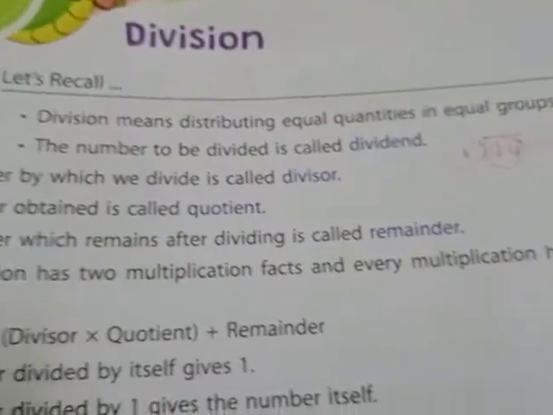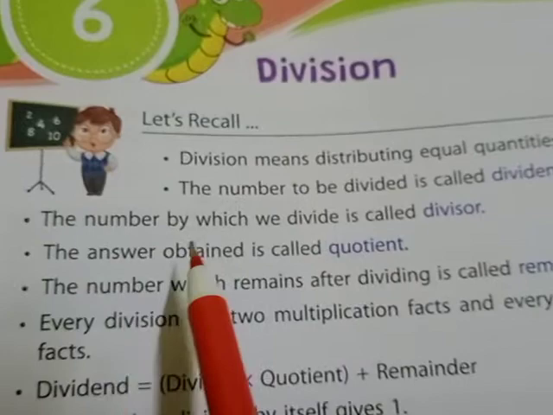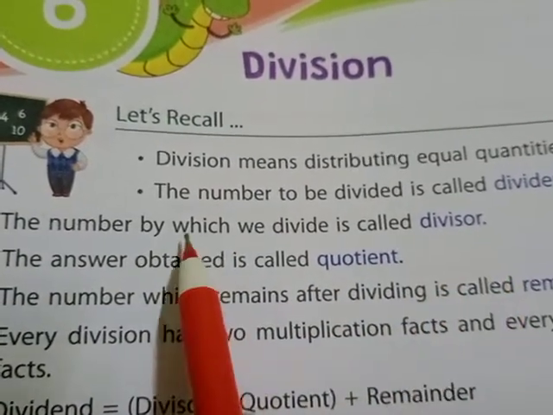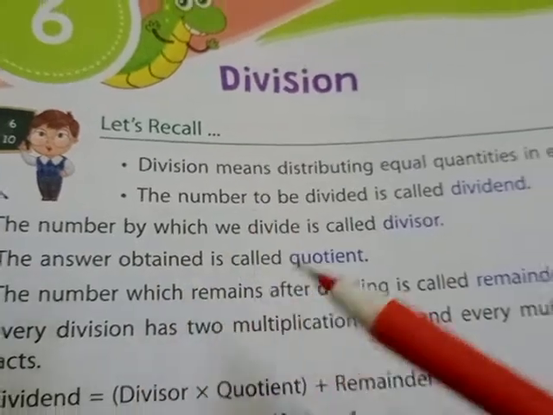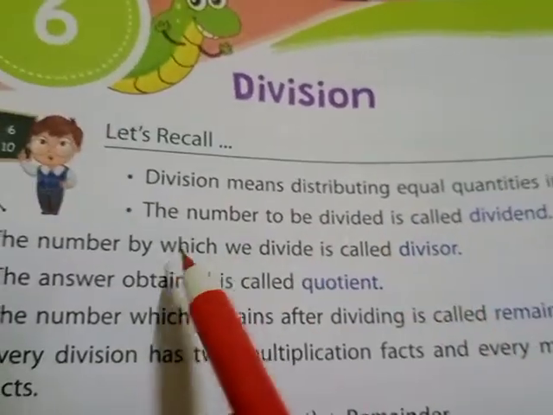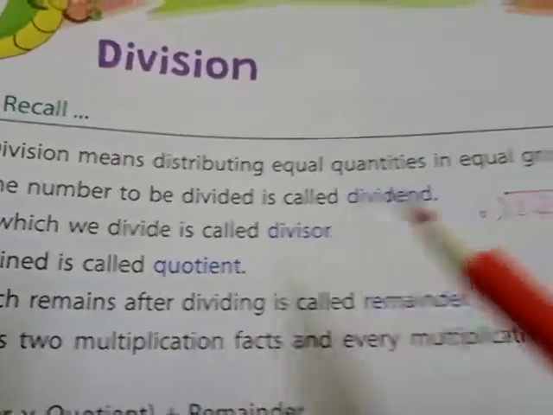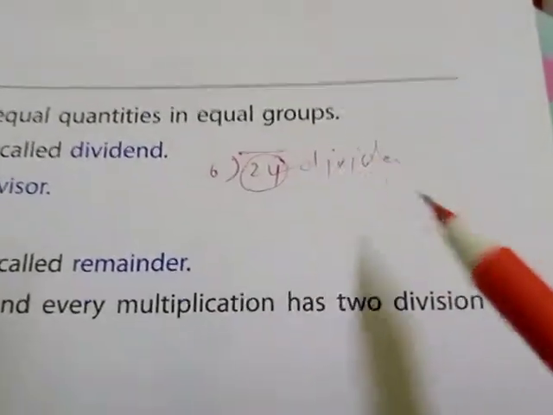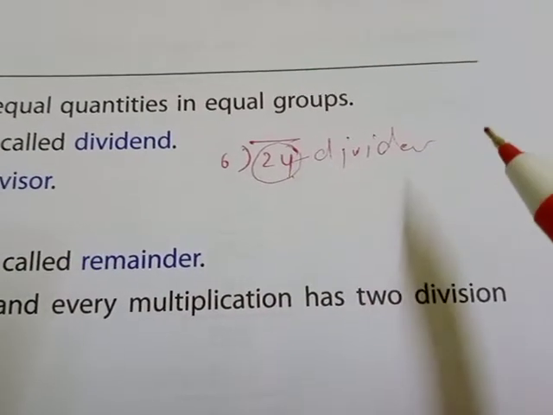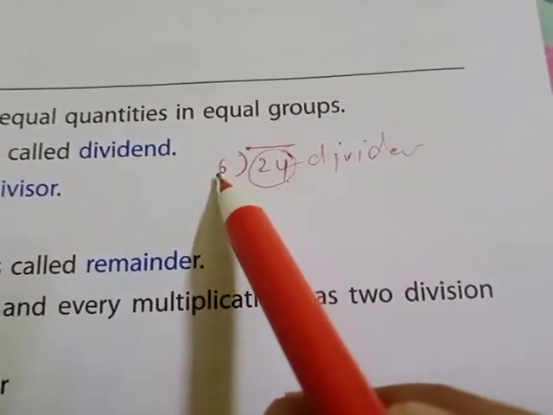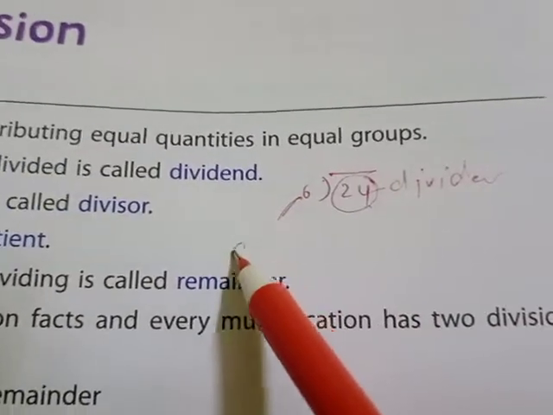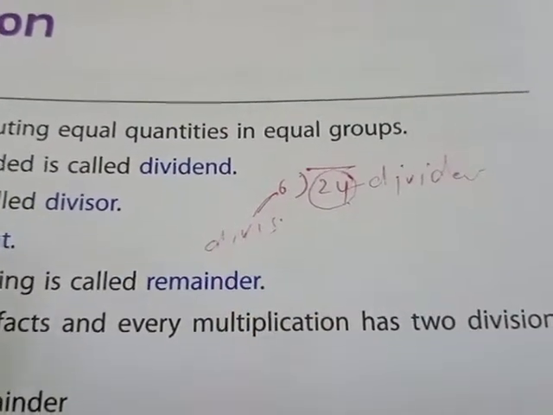Okay, next point. The number by which we divide is called the divisor. By which means with which number we are dividing the dividend, that number is known as the divisor. Same, I'll explain. This 24, we are dividing this with what? We are dividing this 24 with this 6, right? So this 6 is known as the divisor.